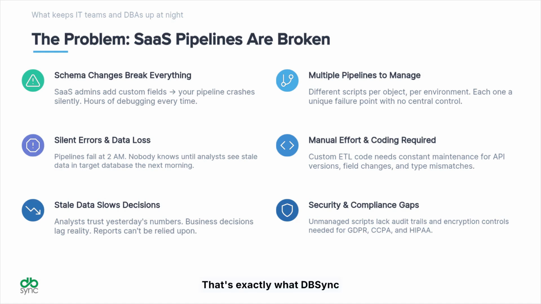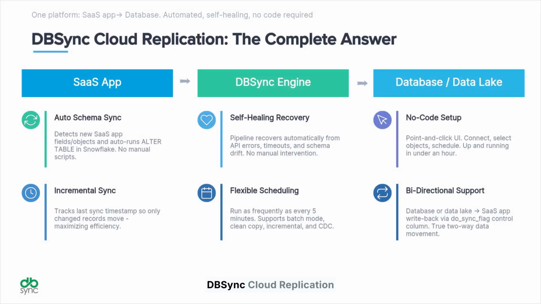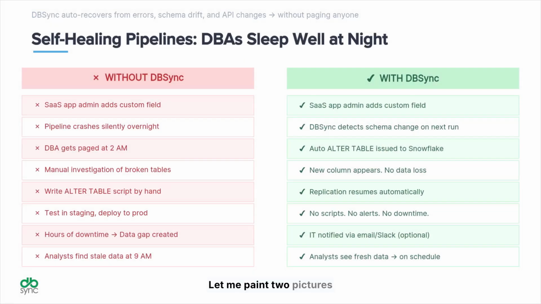That's exactly what DBSync was built to eliminate. DBSync Cloud Replication handles the entire pipeline: extract, schema management, transform, and load from SaaS data into the database. When a new SaaS app custom field appears, DBSync detects it and issues the alter table in the target database automatically. No human in the loop. Setup is point and click. No SQL, no Python, no ETL frameworks. Incremental sync means only the changed records move on each run, and you can schedule it to run frequently or choose real-time CDC options.